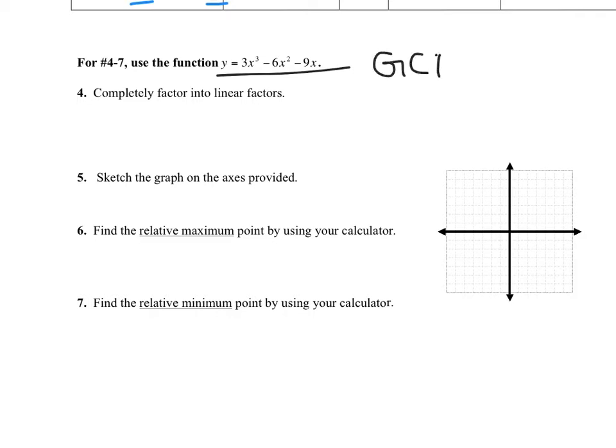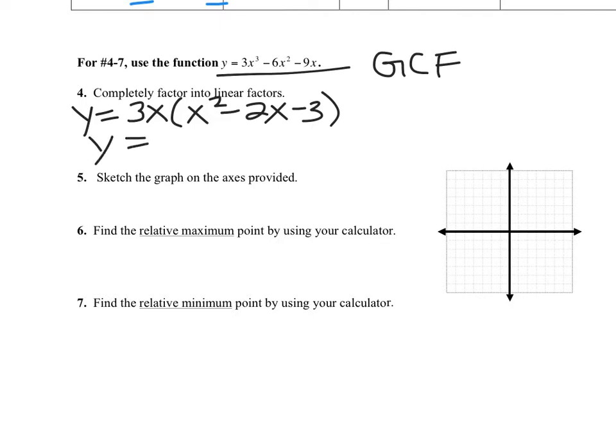And the first thing you want to do is factor out a GCF. So in this case, all 3 terms in this trinomial share a 3 and an x. So we can factor a 3x out to the front. So I'm going to get x squared minus 2x minus 3. Now, I am not done. Those are not linear factors. I have a linear factor, it's 3x, but that's a quadratic factor that I need to get into linear factors.